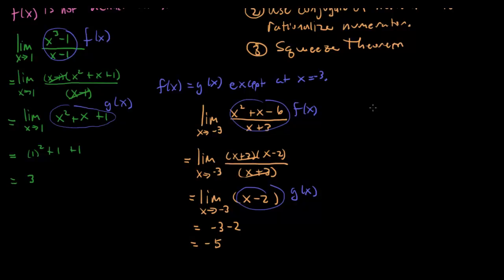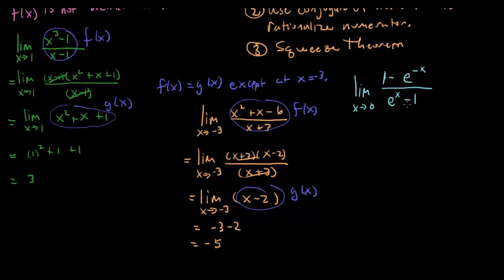Here's a tougher one. Limit as x approaches 0 of 1 minus e to the negative x, divided by e to the x minus 1. Let's see here. Yeah, we have e to the x's. This one looks kind of tough. Let's see how it plays out.